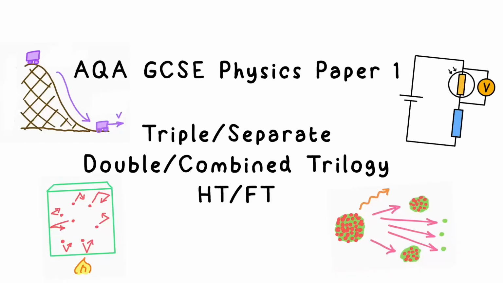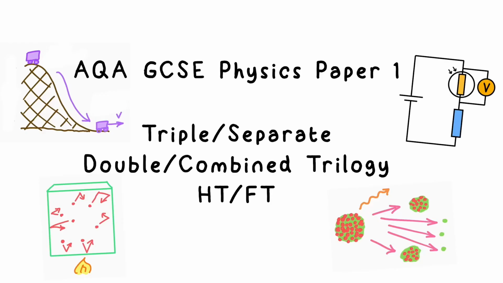Let's see how quickly we can cover everything you need to know for AQA GCSE Physics Paper 1. This is good for higher and foundation tier, double combined trilogy and triple or separate physics. That's topics 1 to 4, that's energy, electricity, particles and atomic structure, but I like to call it nuclear physics.